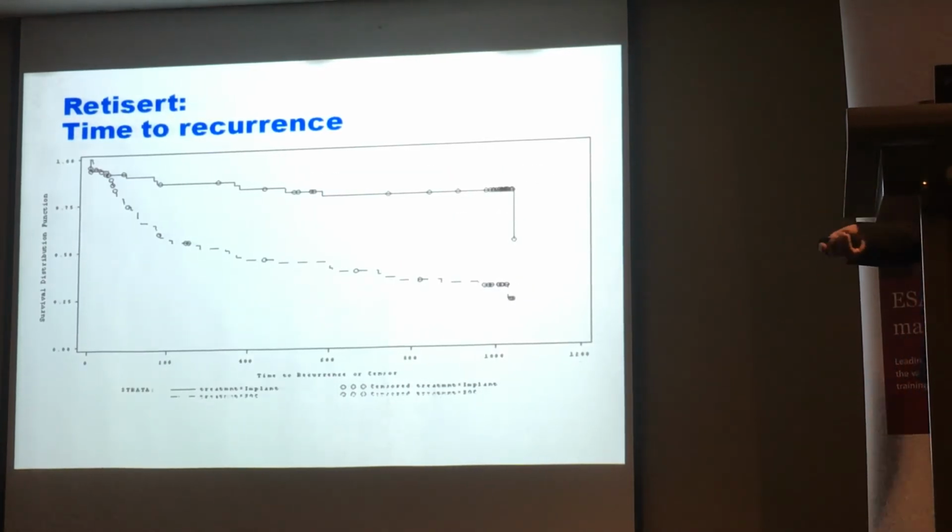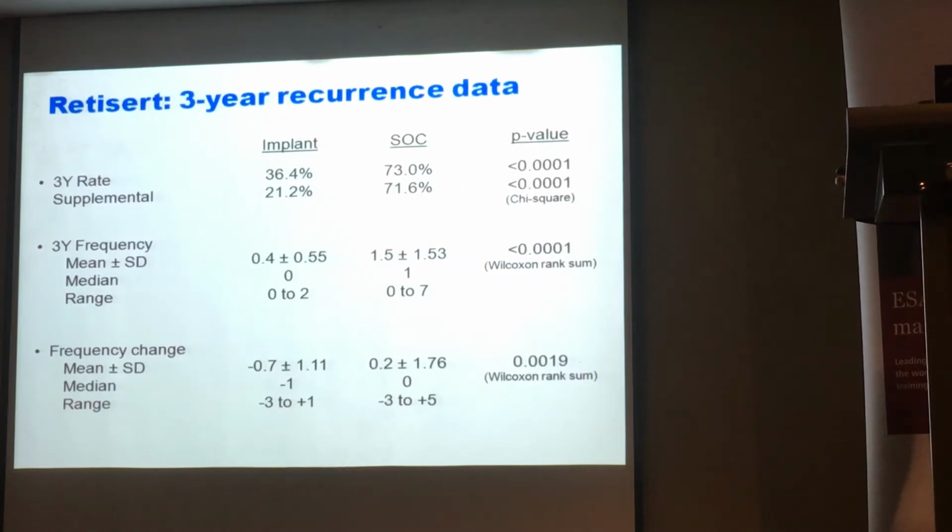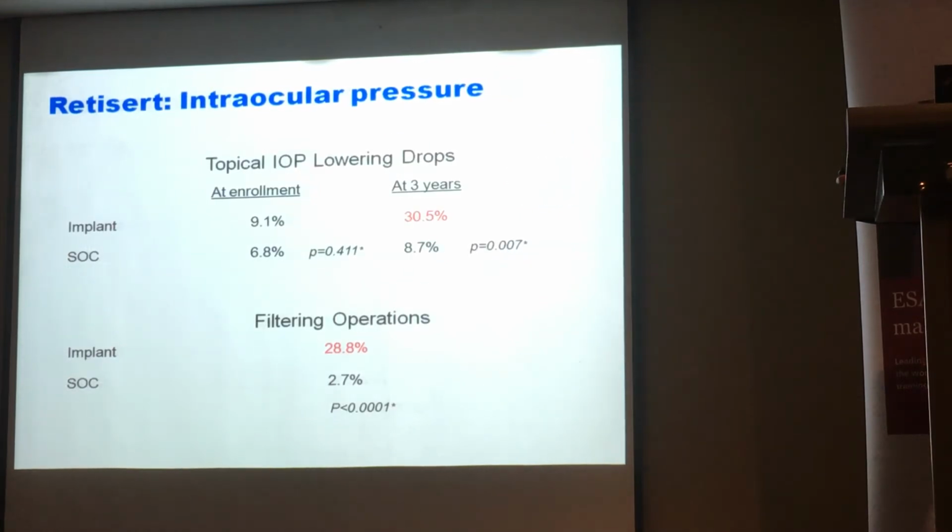This is just to show the time to recurrence is much slower with the Retisert implant because of this long delay. It holds the steroid for a long time. But it always comes with a price, right?